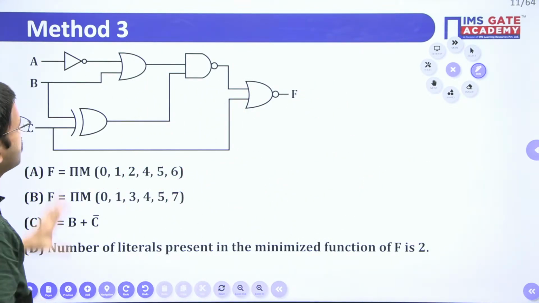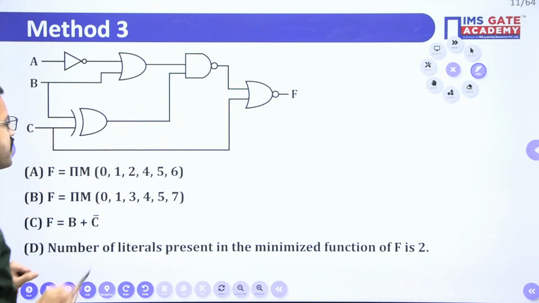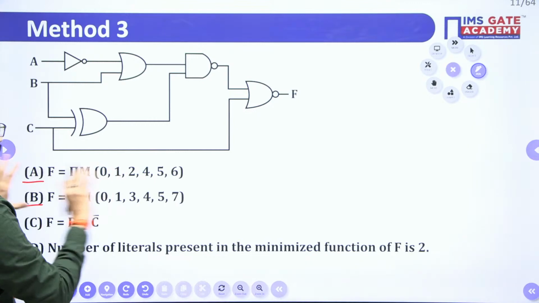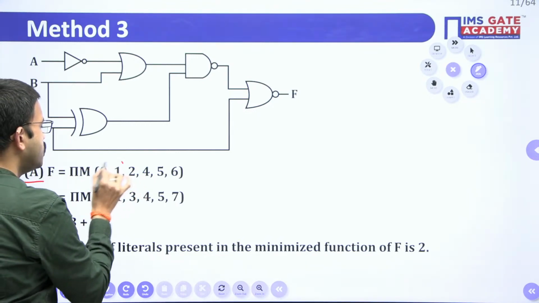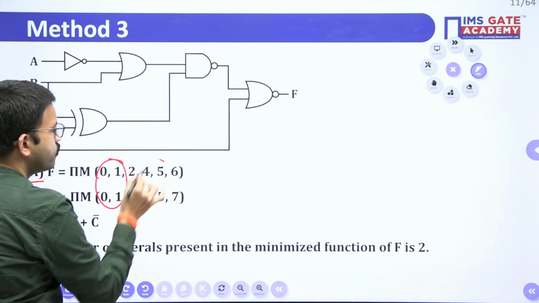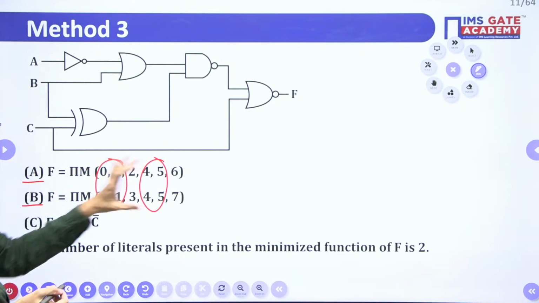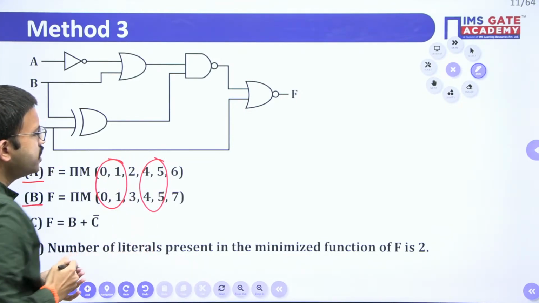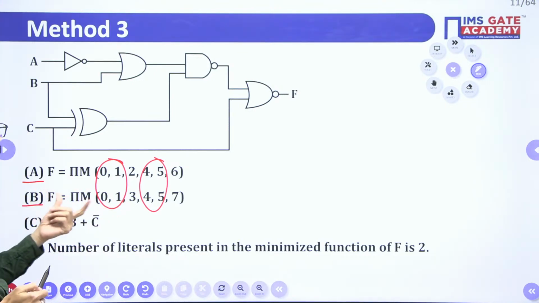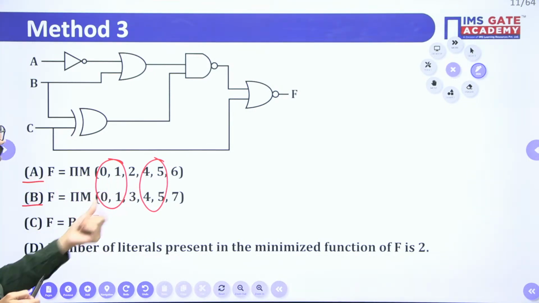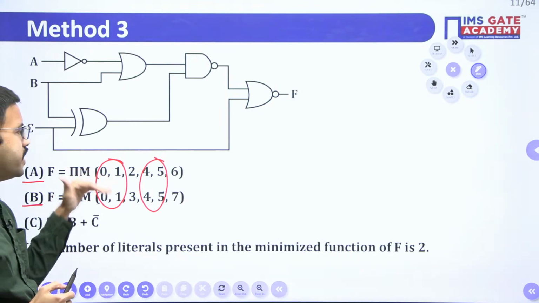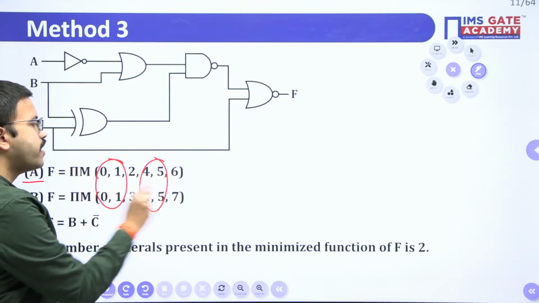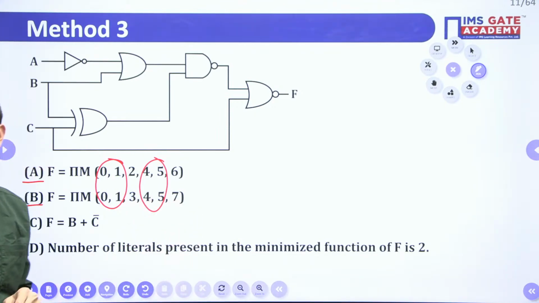See, this is the circuit diagram they have given, and whatever I have discussed regarding the second method, when I look at option A and option B, 0, 1, 0, 1, it is the same. 4, 5, 4, 5, it is the same in option A and option B. That is one observation. And one more observation: in option A and option B, in total you are having 6 max terms in each.